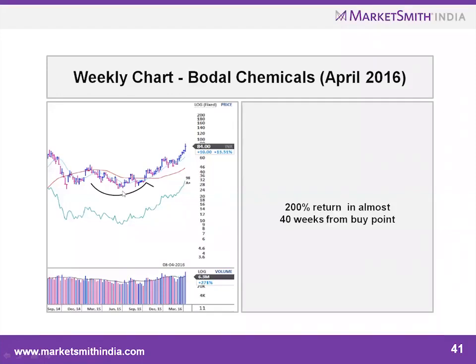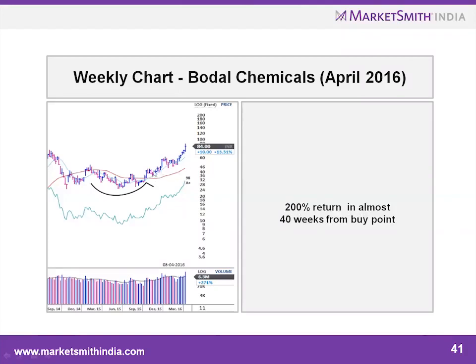See the current market price. What you need to check is whether it's a proper breakout or not. It should have crossed the pivot, and the volume should be above average. If the volume is not above average, then it will not be called a breakout. In that case, it's a sign of weakness, some retail guys buying the stock as it crosses its all-time highs. That means traders have taken positions who will ultimately dump the stock, and it will come down. We want the crossing of the all-time high to happen on above average volume. So Bodal Chemicals post breakout gave a return of 200% in almost 40 weeks from the buy point.